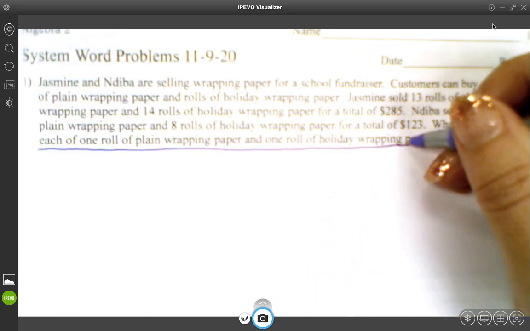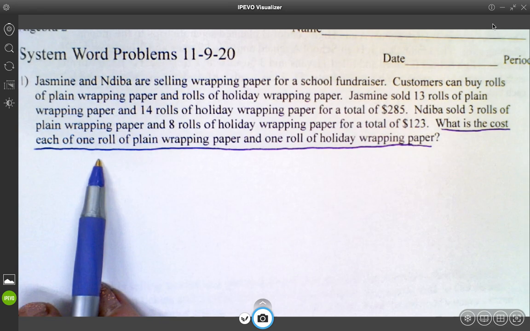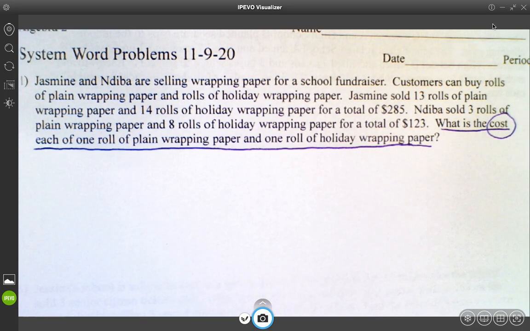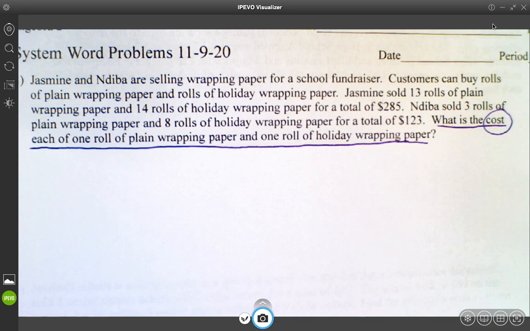On this one it says, what is the cost of each? So 1 roll of plain wrapping paper and 1 roll of holiday. So we are looking for the cost of each one. So we have to identify variables. What are the 2 things we're finding the cost of? What are our 2 different options? Plain wrapping paper and holiday wrapping paper. Do you guys want to use X and Y, or do you want to use other variables? X and Y. All right, let's go with that.